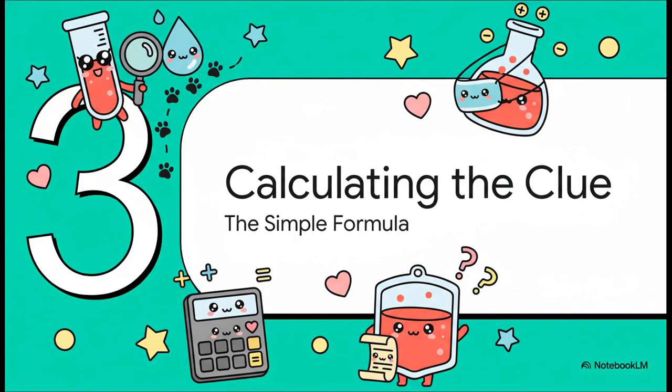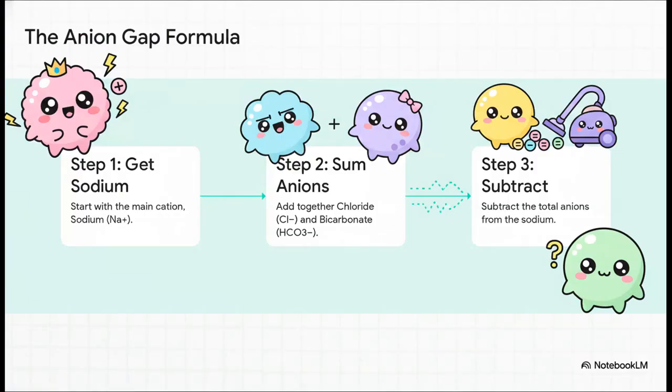Okay, so enough theory. Let's actually put this tool to work. We're going to take our patient's labs and calculate this hidden clue ourselves to see what's really going on behind that normal facade. And you're going to love how simple the formula is. Seriously, you just take the main positive ion, which is sodium, and you subtract the two main negative ions we measure, chloride and bicarbonate. And that's it. Whatever's left over, that's your anion gap.